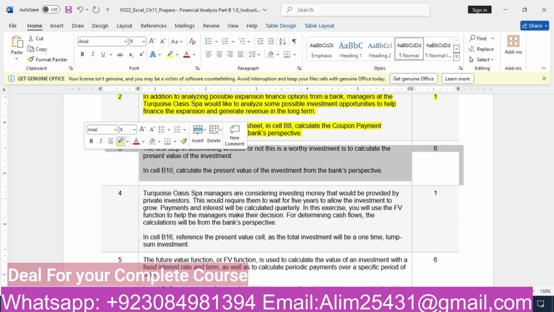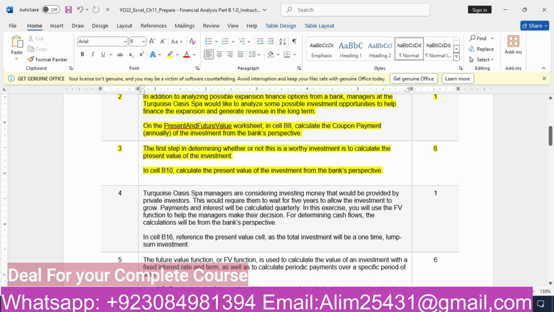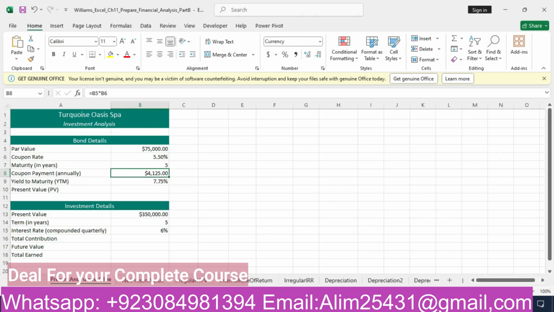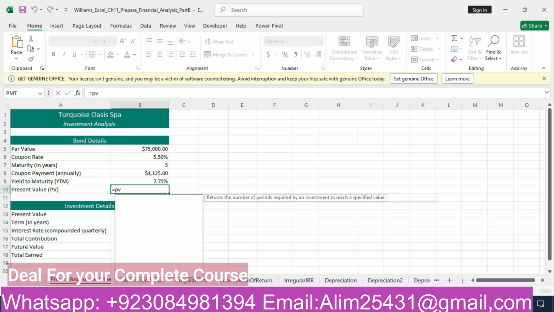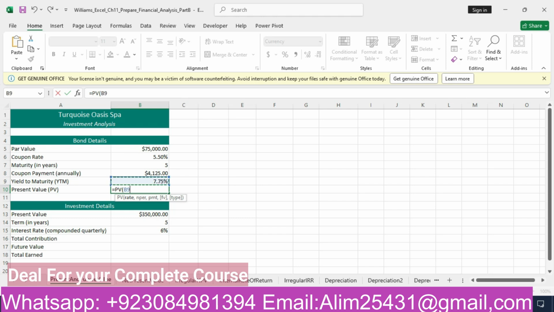We will move to our third step. The first step in determining whether or not this is a worthy investment is to calculate the present value of the investment. In the cell B10, calculate the present value of the investment from the bank representative. So we will go to our cell B10. We will use the present value function, PV. What is he asking? He is asking for rate. What is our rate? Our rate is yield to maturity, YTM.